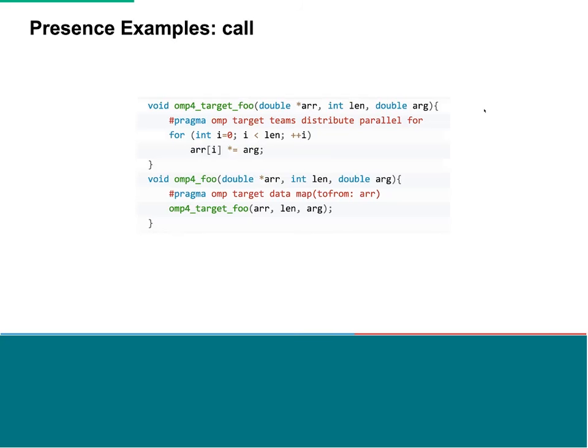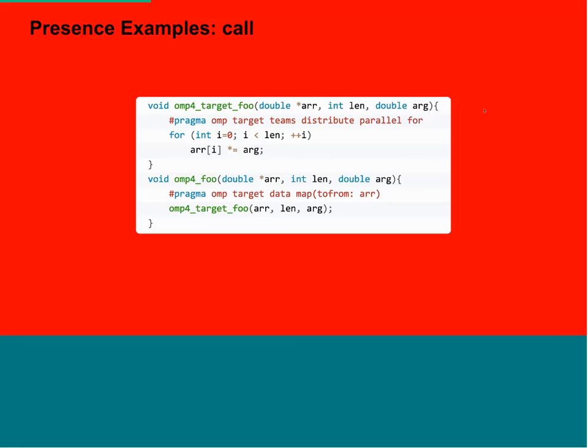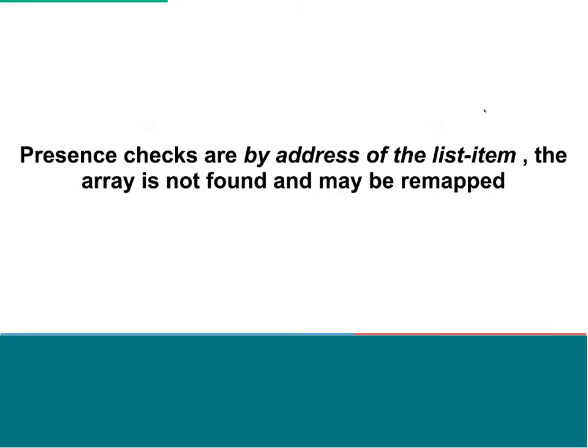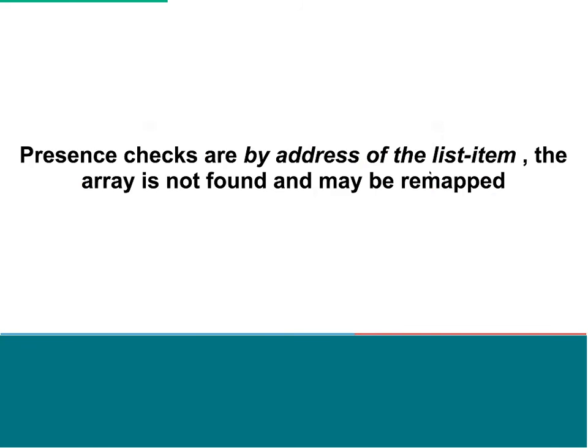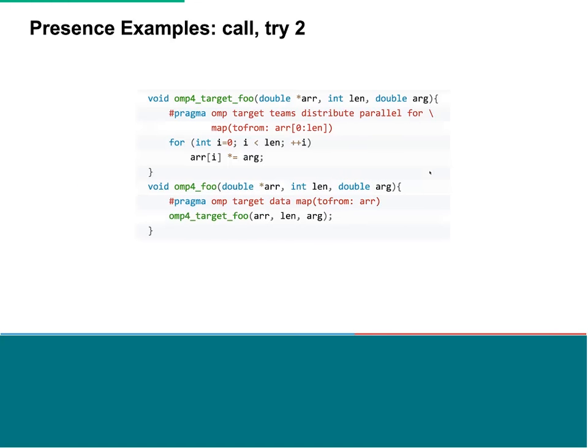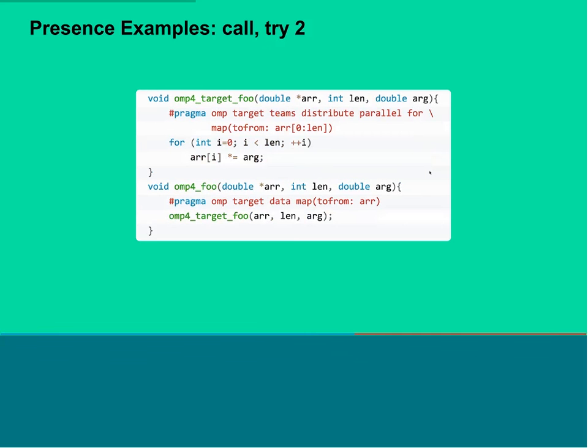And by the same token, even if you do everything correctly and you actually do name it across a call, you get the same problem because the address of the pointer will have changed in the call. Now, this is probably sounding a little bit nasty, and that's intentional. Again, now you're actually mapping the array across the call. This works.